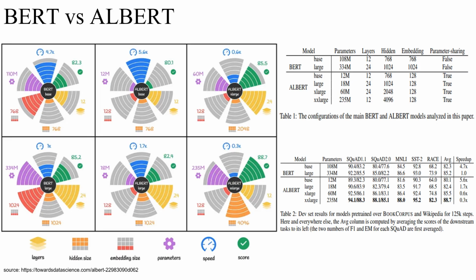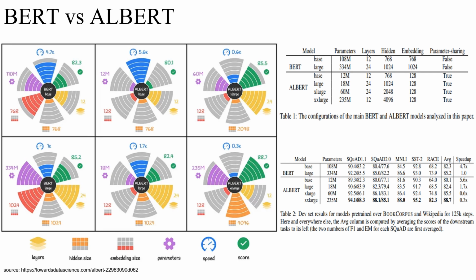Now comes a very crucial slide which discusses BERT versus Albert. If I compare on the basis of parameter size, BERT-large has 334 million parameters, while Albert X-large has only 235 million parameters, which shows a significant reduction between BERT and Albert.